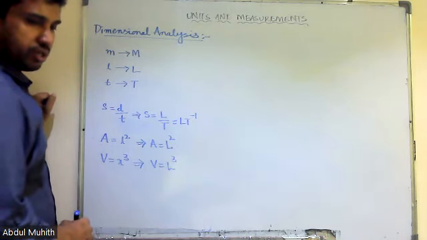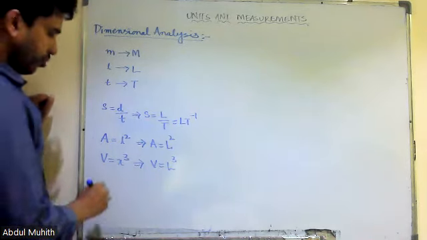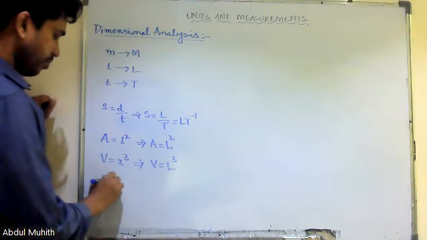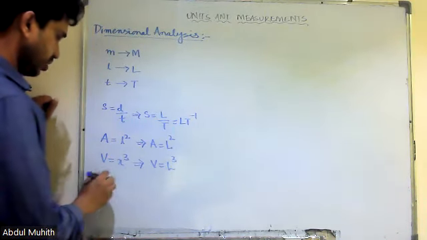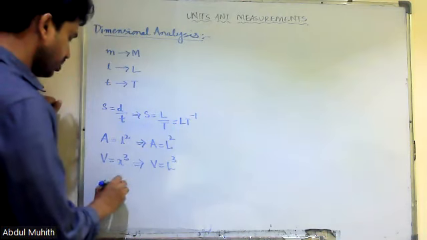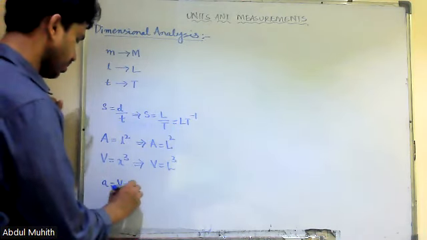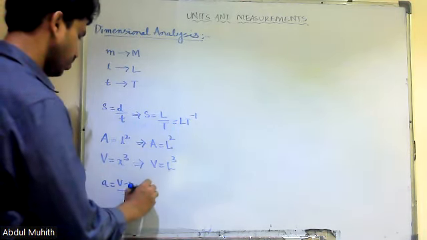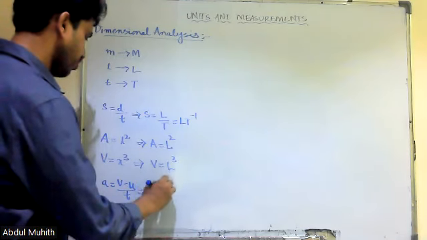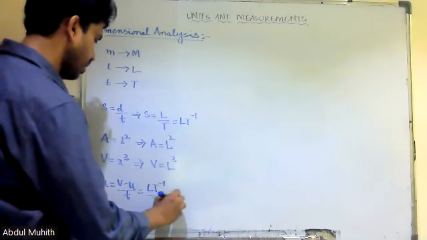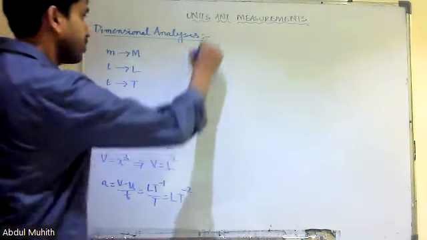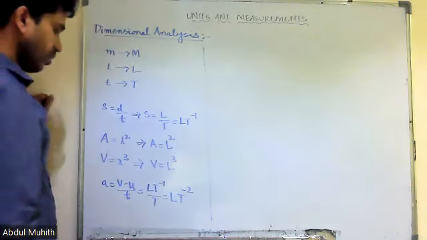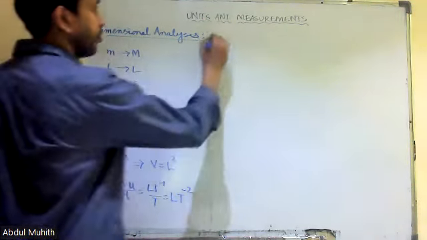Now, if you have force, F is equal to what? Ma. So first we'll do acceleration. Acceleration is equal to what? Change in velocity by time, V minus U by T. So that is equal to L T to the power of minus 1 by T, which is equal to L T to the power of minus 2. Now, next is F is equal to Ma.